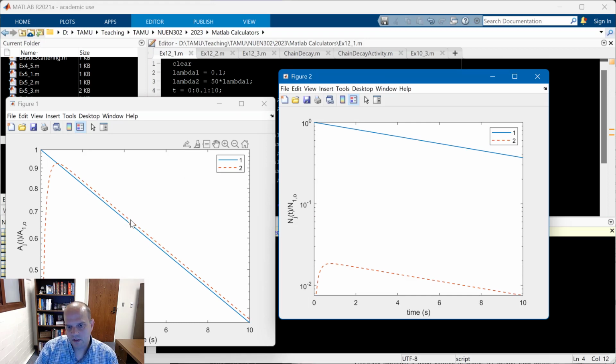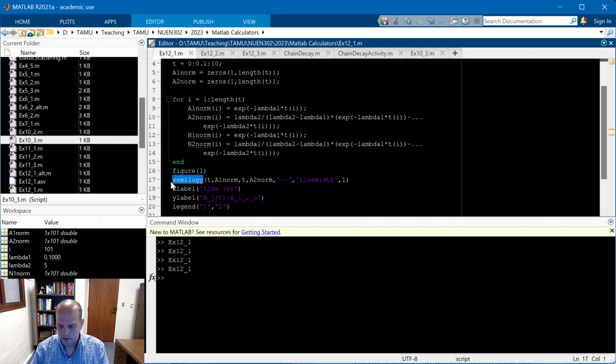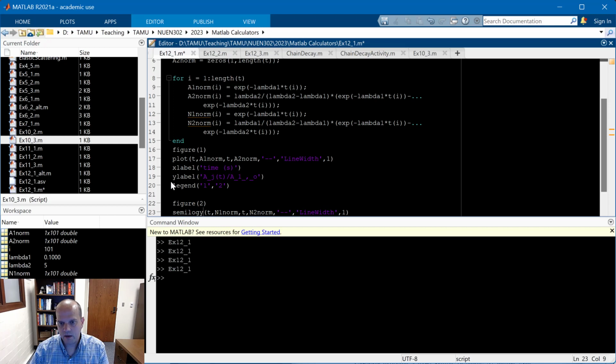And so the ratio of these two is approaching 1, and if that number 50 were to increase to something even larger, then we'd get something even closer. And so this is what's known as secular equilibrium. And again, it's most easily observed when plotting on a log plot for the y-axis.